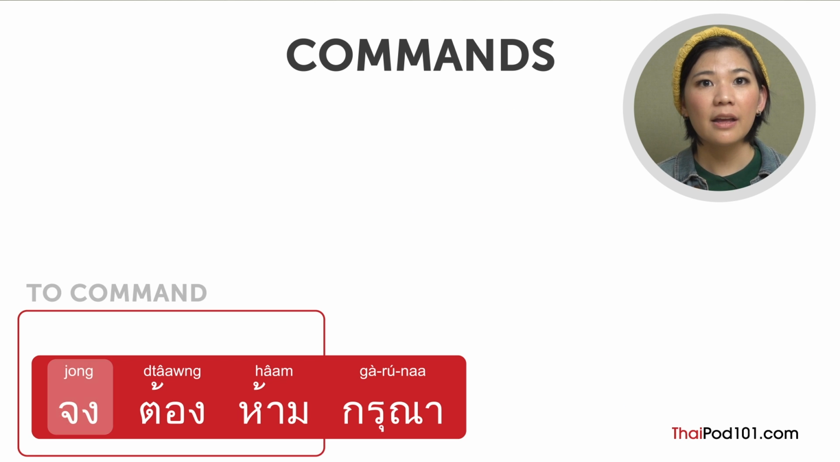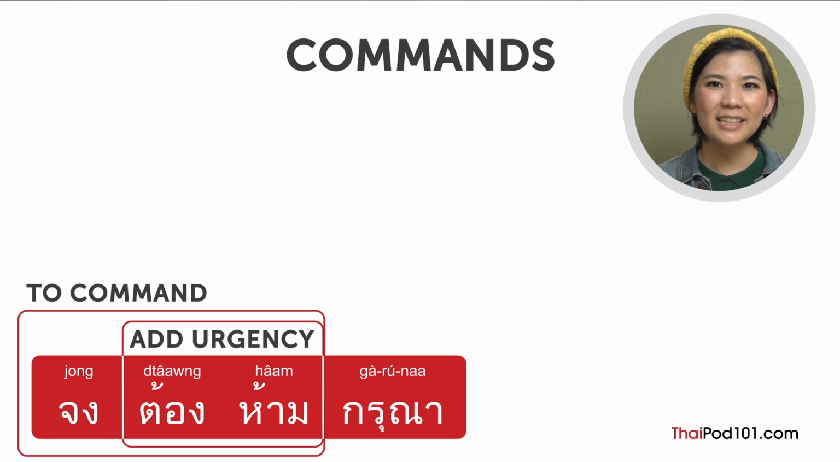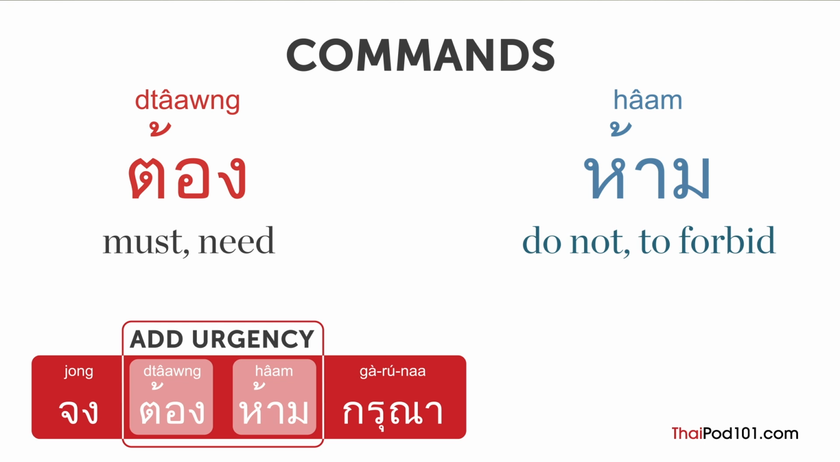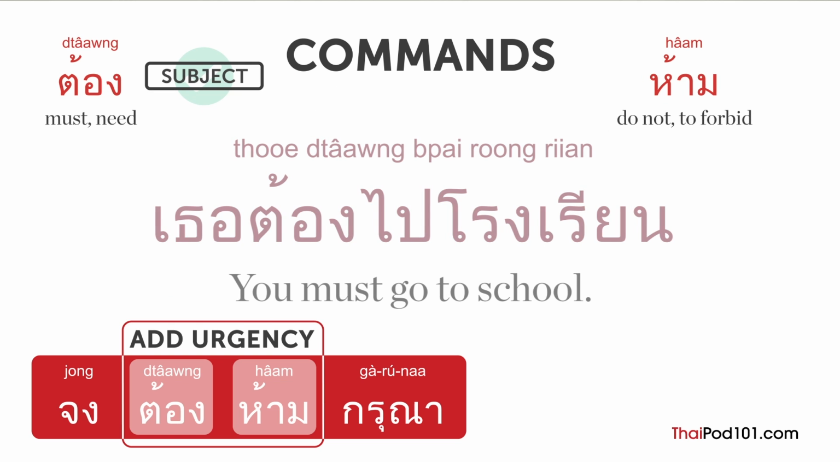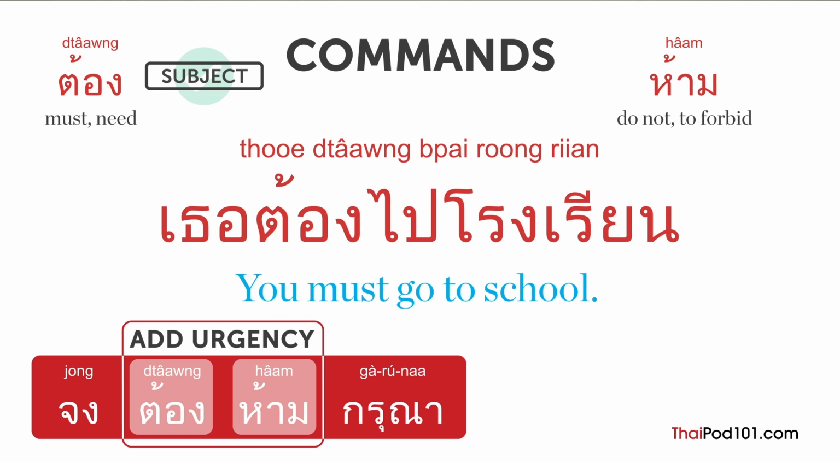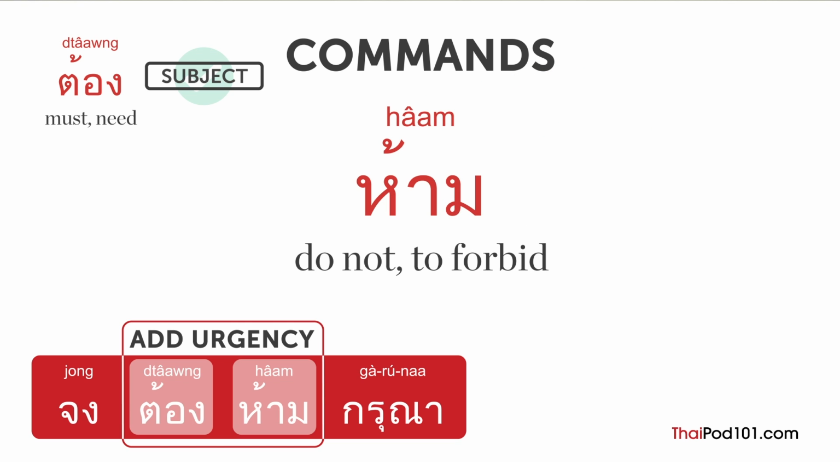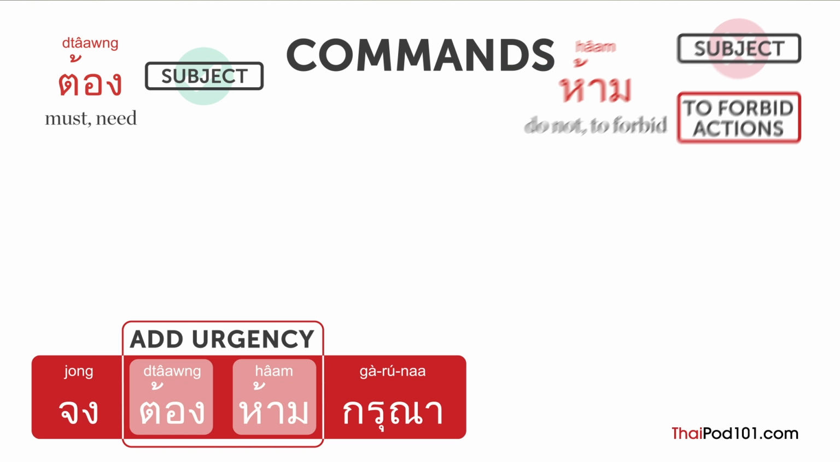When giving a command, there are other words which give some urgency to the command. Let's go over some. ต้อง must or need, or ห้าม do not or to forbid. One thing different about the usage of ต้อง is that it can be used with a subject noun. For example, เธอต้องไปโรงเรียน you must go to school. ห้าม on the other hand, must be used without a subject noun and when you forbid actions. For example, ห้ามผ่าน do not pass.